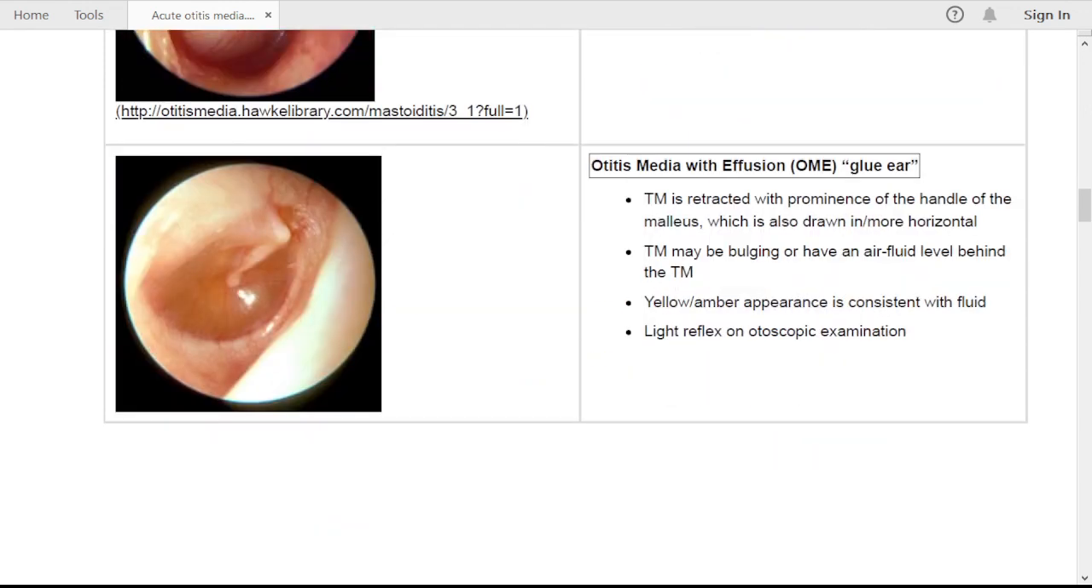Otitis media with effusion, OME, glue ear. TM is retracted with prominence of the handle of the malleus, which is also drawn in / more horizontal. TM may be bulging or have an air fluid level. The TM yellow/amber appearance is consistent with fluid. Light reflex on otoscopic examination.